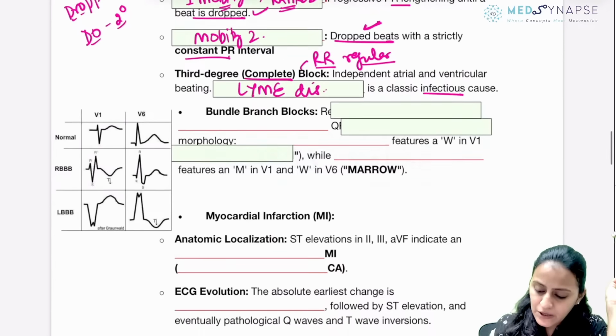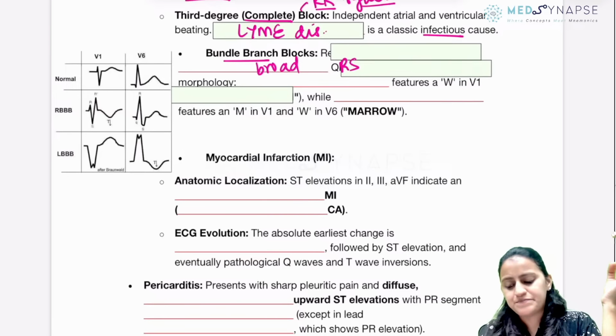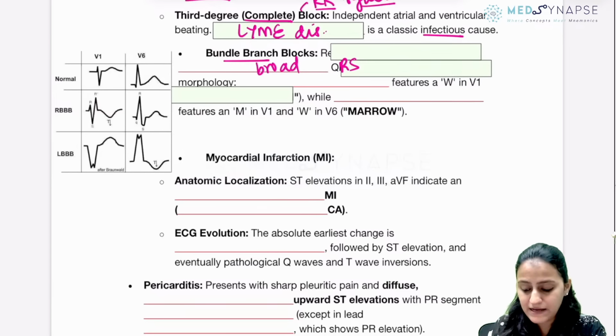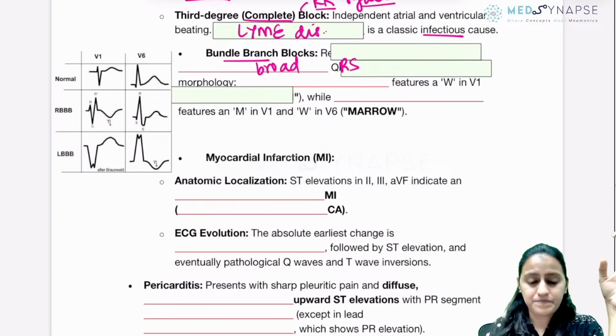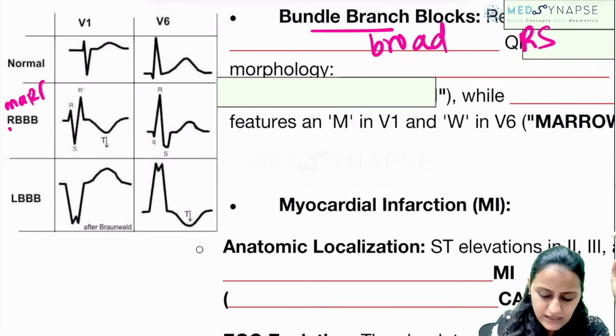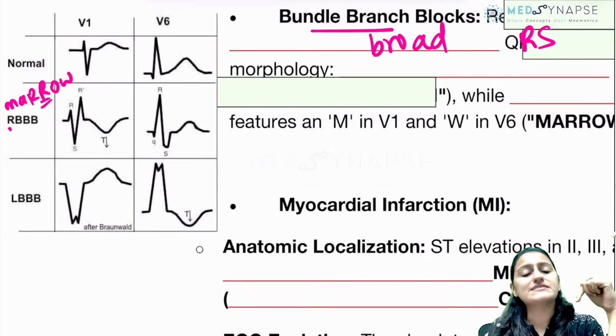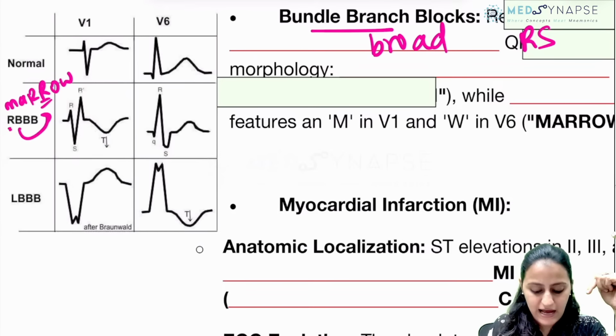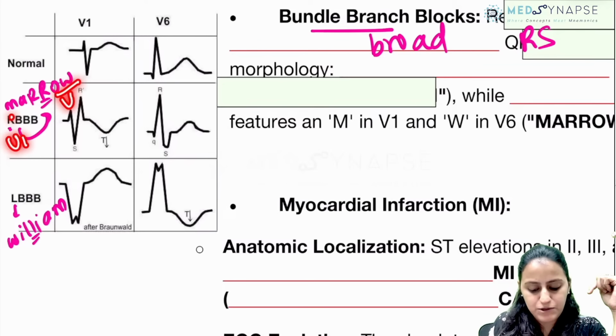Okay. Going to bundle branch blocks. Bundle branch blocks, how is the QRS there? Again, it's a broad QRS complex. How do you differentiate right bundle branch block from left bundle branch block? So look at this. RBBB. R is for MARROW having double R. It's the mnemonic for RBBB. And WILLIAM having double L. That is for left bundle branch block. So when I say MARROW, it's basically M coming first and W coming last. So M pattern in V1 and W pattern in V6.